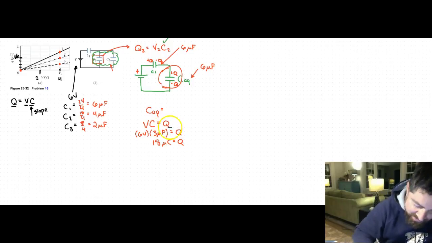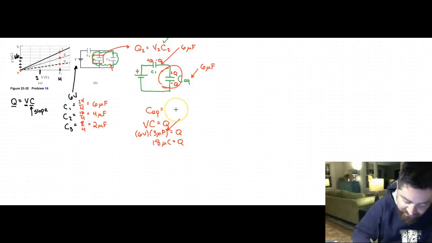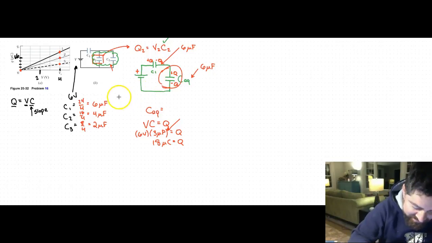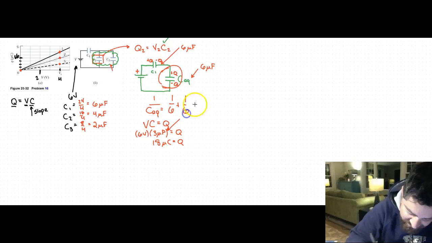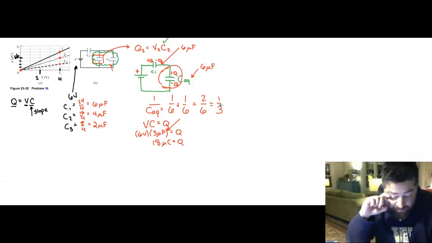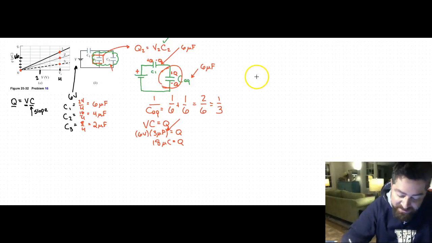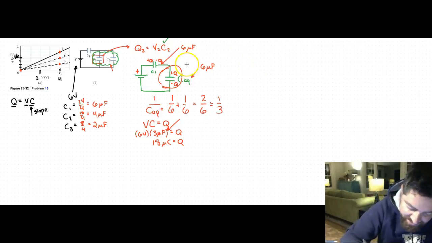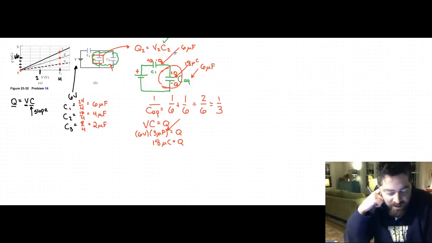By the way, I got 3 microfarads by saying the equivalent capacitance that I'm interested in is 4 plus 2, or 6. So this would actually be 1 over CEQ is equal to 1 over 6 plus 1 over 6, which is equal to 2 over 6, or 1 over 3. And then solving for the equivalent capacitance, I get 3 microfarads. So that's where that comes from. So I've got 18 microcoulombs of charge stored here, but also in the other places as well.